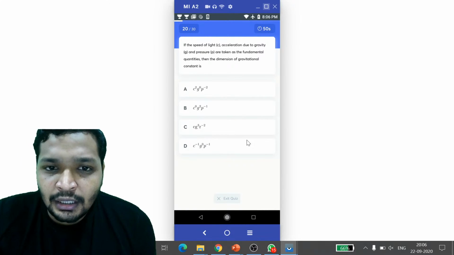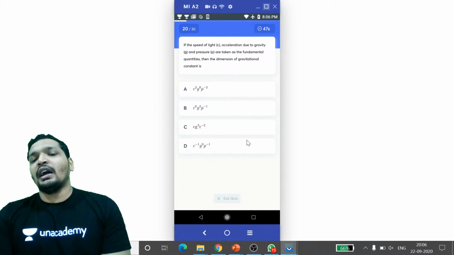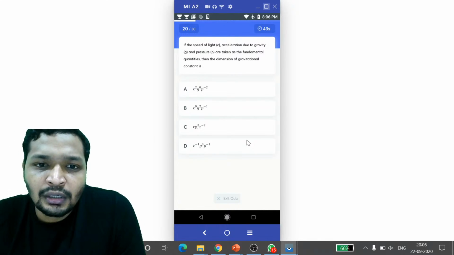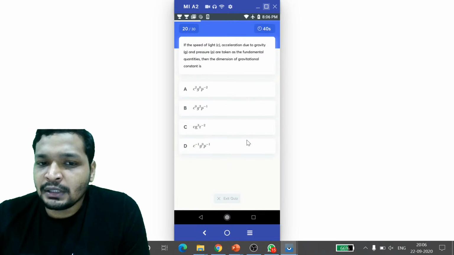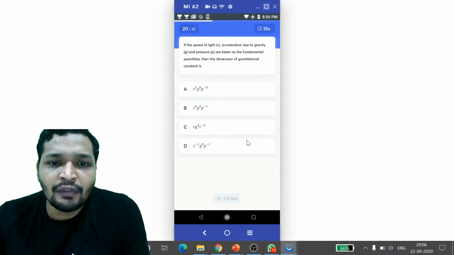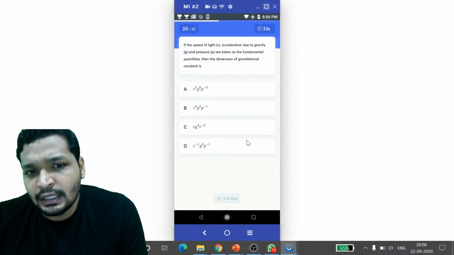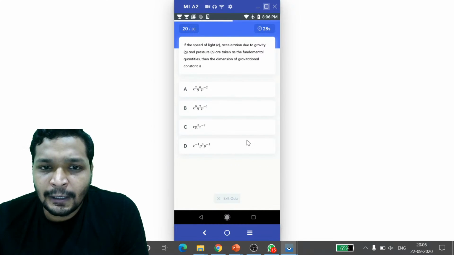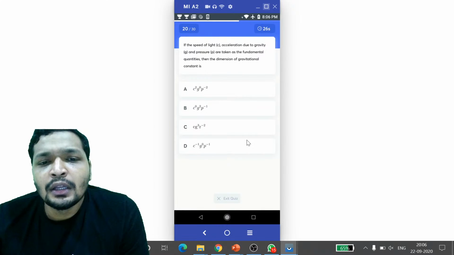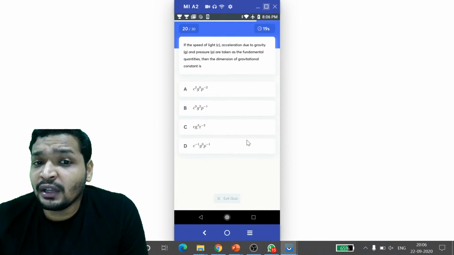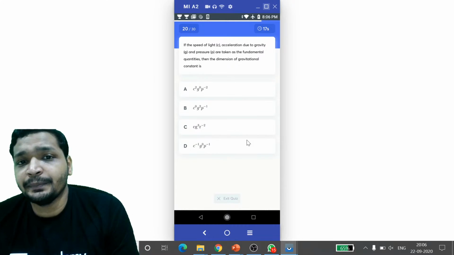So let's think about it. One, I told you the gravitational constant should have inverse of mass. Hence you can simply cancel out C and A. Leftover options are B and D. Among those B and D, think about the gravitational constant should have 3 times length. Sorry, it should have 3 times length. So the answer can be only B.